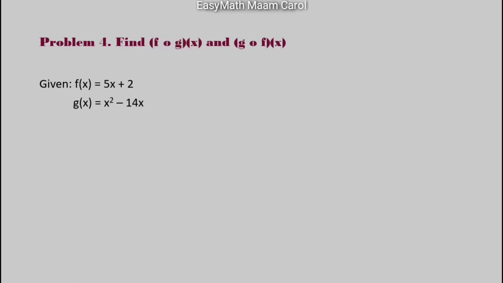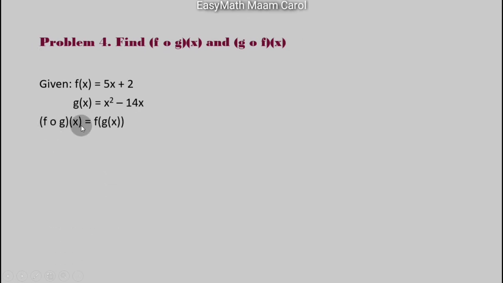Okay? So, yung susunod na problem natin is composite function, f of g of x. We are asked to find the f of g of x and the g of f of x. Pinag-combine natin yung dalawang function. Meron tayong f of x, which is 5x plus 2. Tapos, meron tayong g of x, which is x squared minus 14x. And we are asked to find the f of g of x. And bukod sa doon, we are asked to find the g of f of x. So, how do you solve for that?